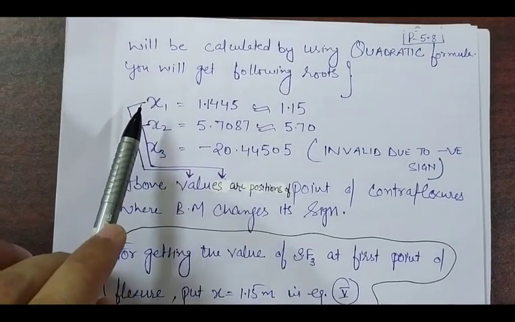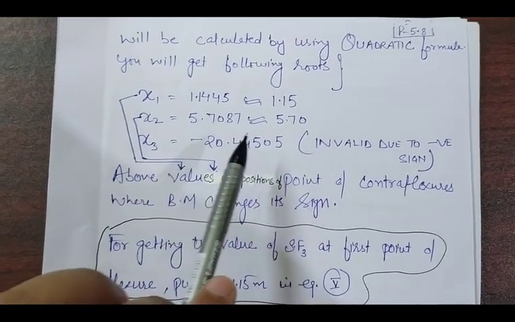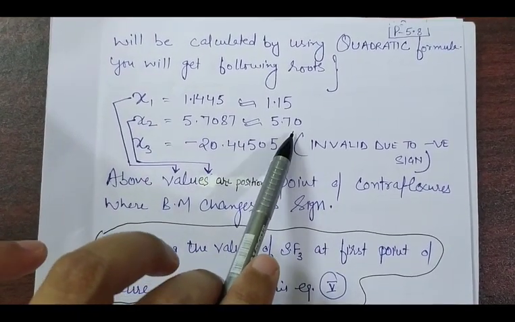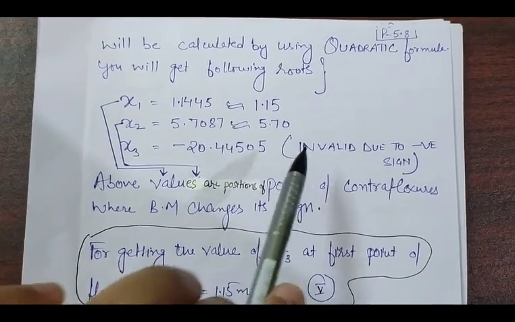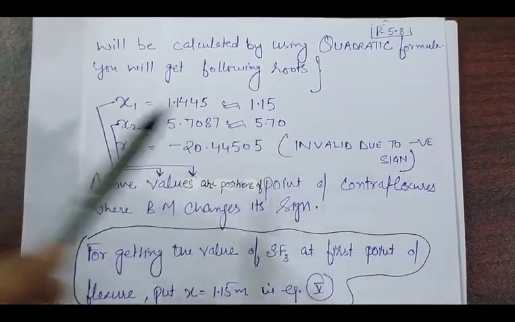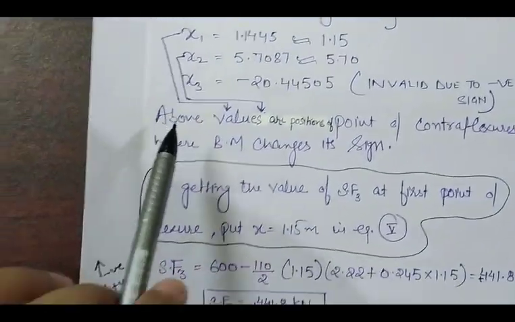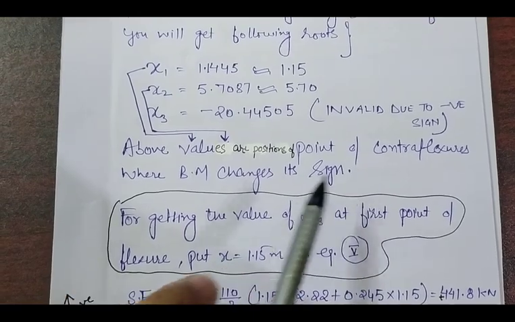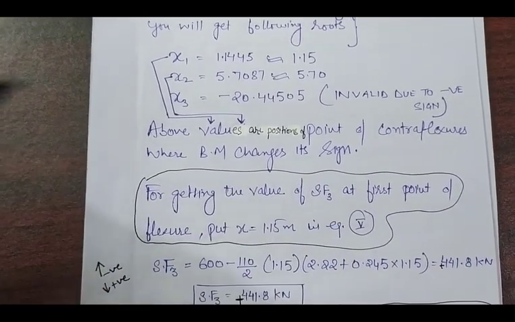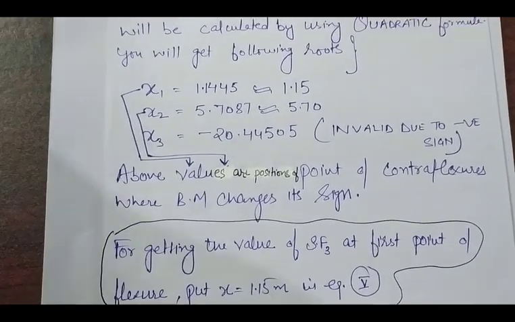You will get the values of x1, x2 and x3, which are 1.15, 5.70, and minus 20.445, which is invalid due to the negative sign. So we will consider these two values, right? The above values are the positions of the points of contraflexure where the bending moment changes sign. We can say the bending moment will be 0 at these particular locations.